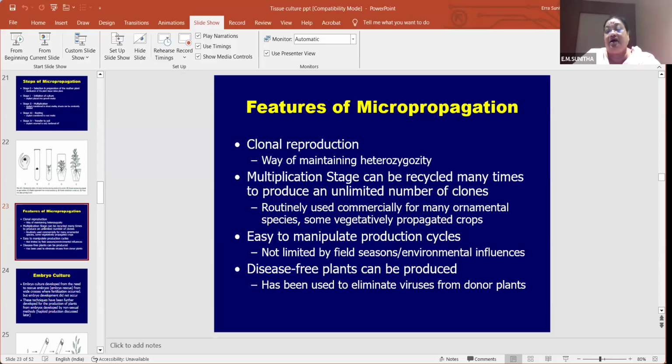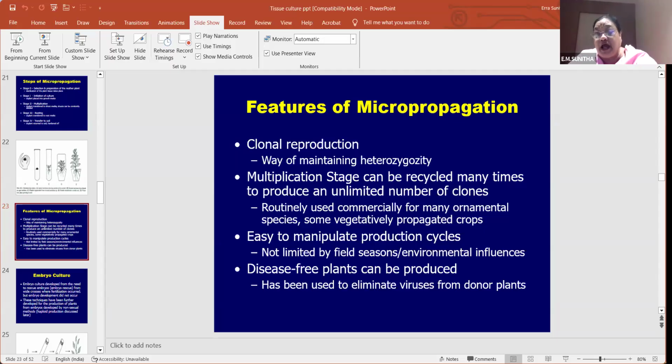Next, one more important thing: most of the time micropropagation is done with the apical meristem tissue. In the apical meristem tissue you will have the meristems. Meristems are always disease free. Just because you're doing the whole tissue culture with the shoot meristems or apical meristems, the plants which are produced will have that meristem's characteristics. Naturally the apical meristem is disease resistant, it doesn't get diseases, it is virus free and disease free. So naturally all the plants produced will also be disease free. So disease free plants can be produced.